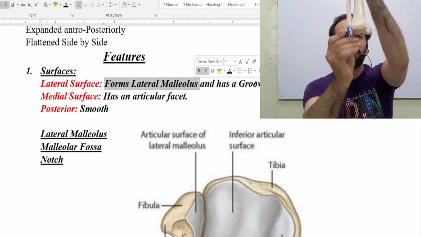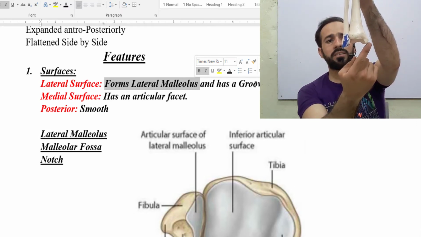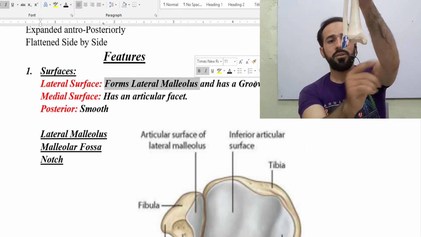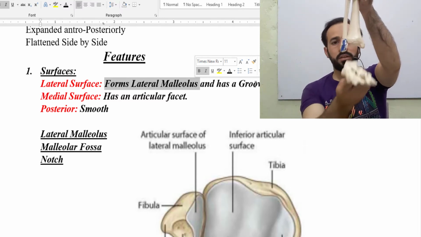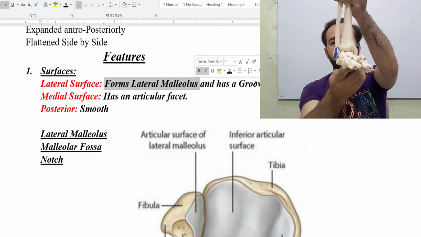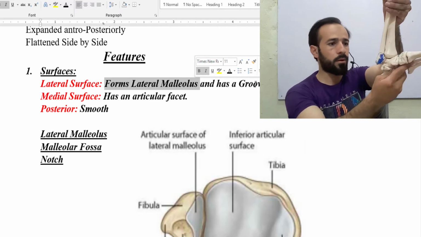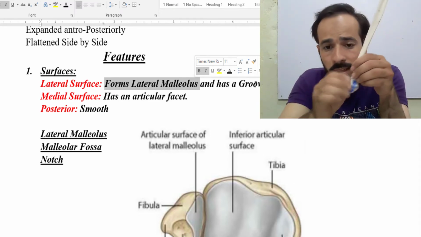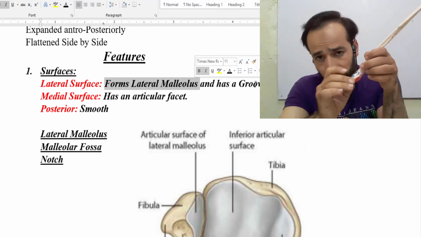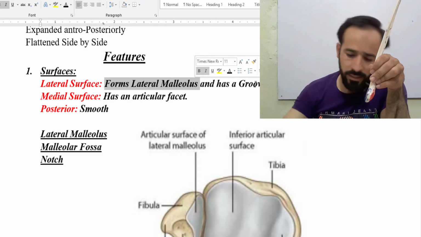This is the medial malleolus, and this is the lateral malleolus, and here will be your foot. These bones are held like this, right, friends? Okay, so the lower end has three surfaces. Once again, the lateral surface forms the lateral malleolus, and it has a groove in it.